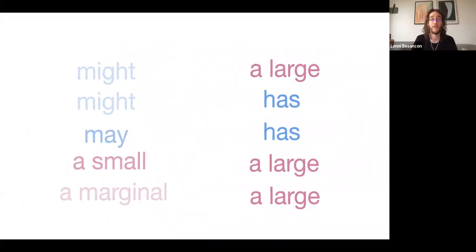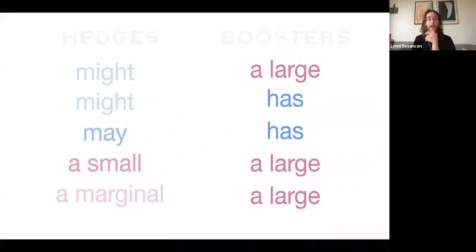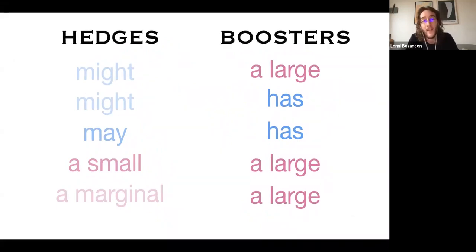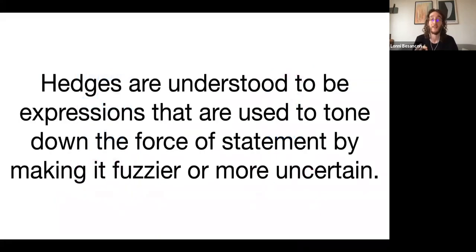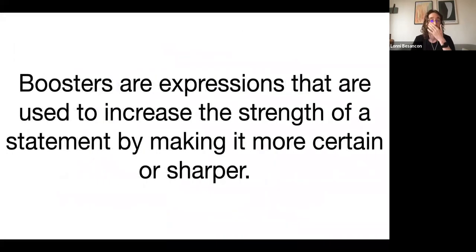They are what the linguistic literature calls hedges and boosters. And so I'm going to give a proper definition of these. Hedges are understood to be expressions that are used to turn down the force of a statement by making it fuzzier or more uncertain. This is from the linguistic literature. And the other way around, boosters are expressions that are used to increase the strength of a statement by making it appear more certain or sharper.